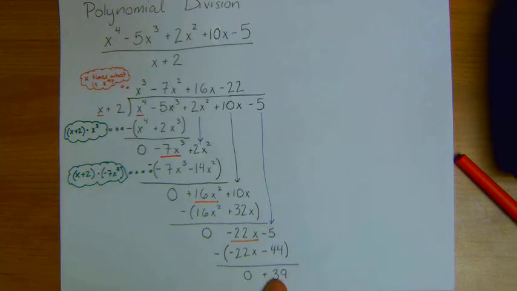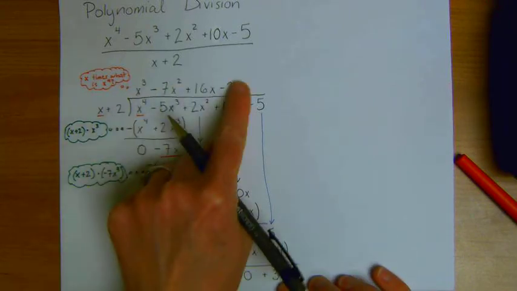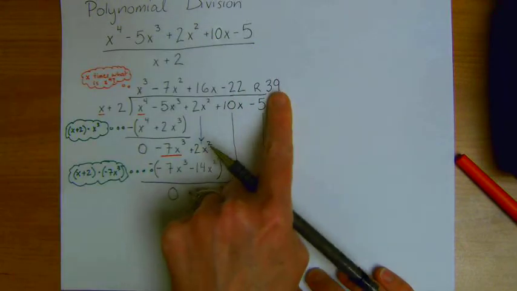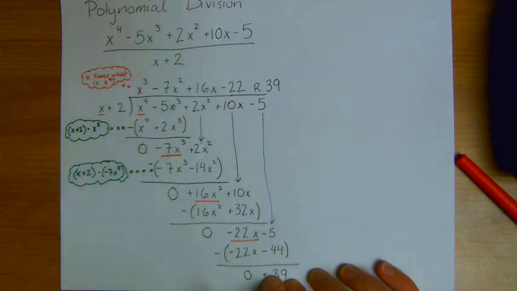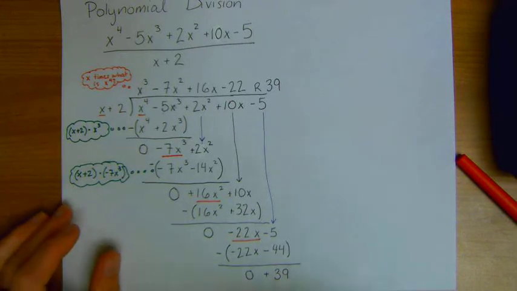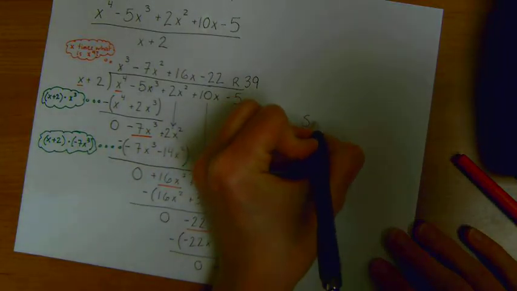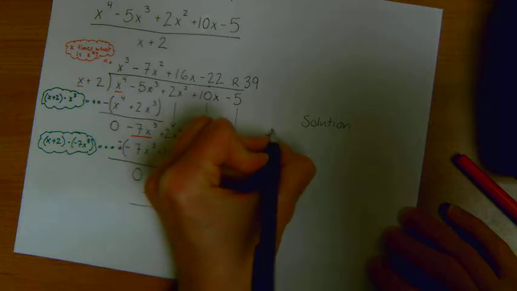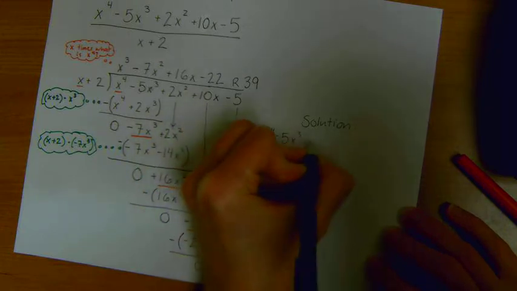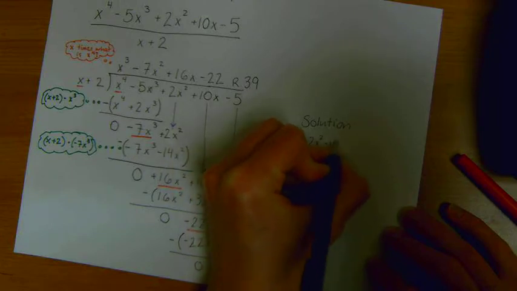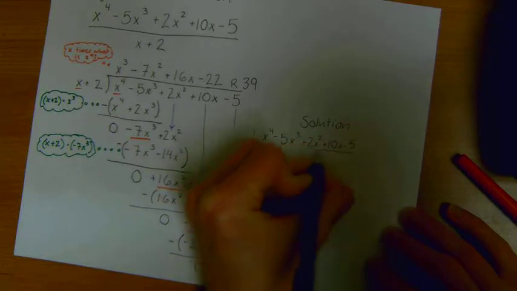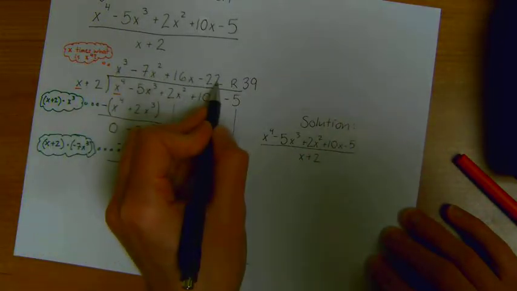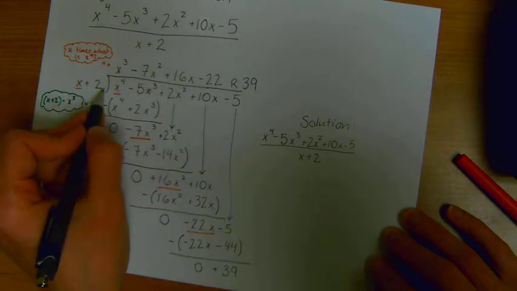But we're done. What is this 39? At this point, we've done all of our division. This 39 is our remainder. And how do we rewrite our remainder? We rewrite it the same way that we did with our original problem. Our original problem, x to the 4th minus 5x cubed plus 2x squared plus 10x minus 5, all divided by x plus 2, ends up being this polynomial plus 39 divided by x plus 2.